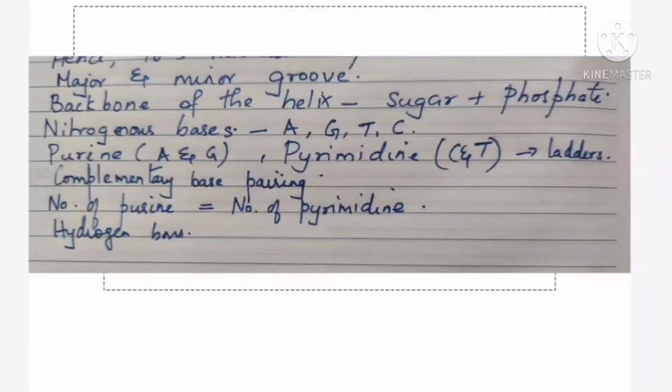So according to complementary base pairing, adenine is pairing with thymine and guanine will always pair with cytosine, and the number of purines is equivalent to the number of pyrimidines, and the bases are attached to one another with the help of a bonding called as what?